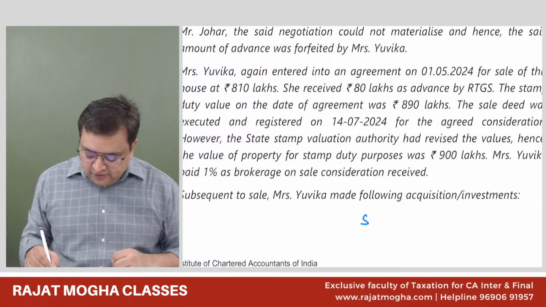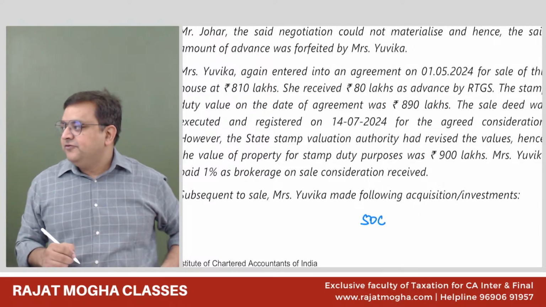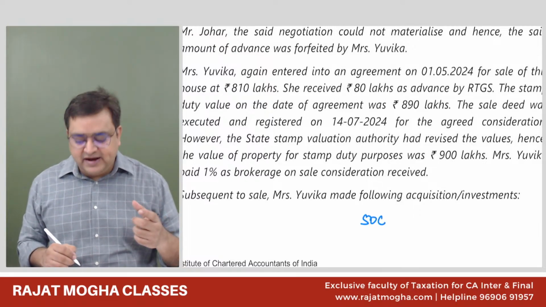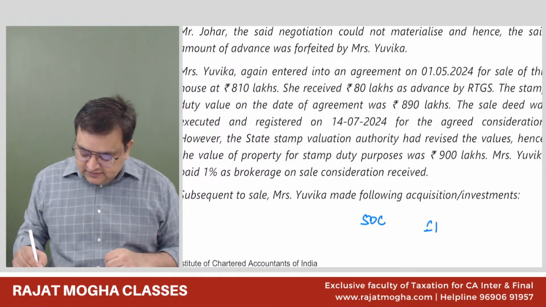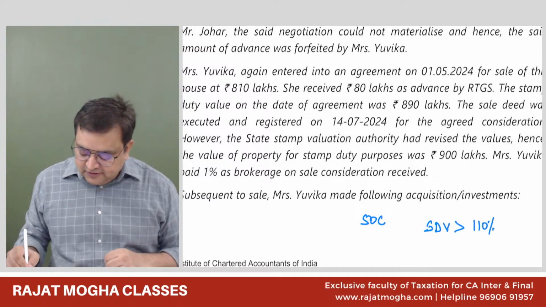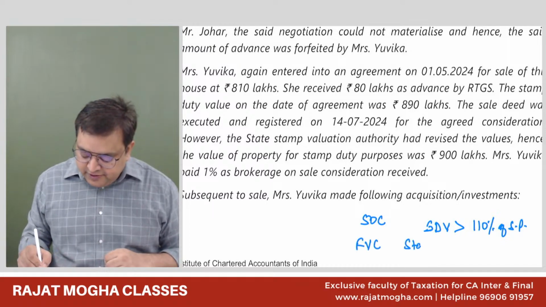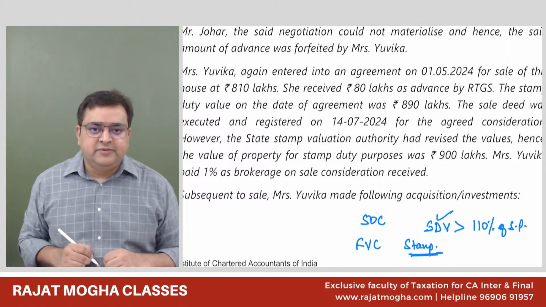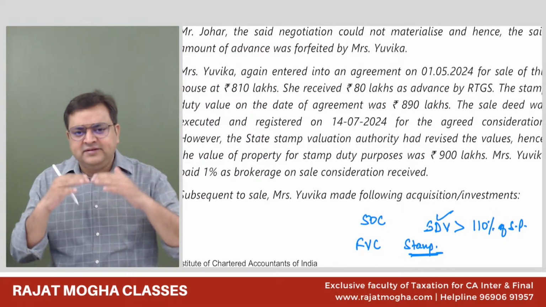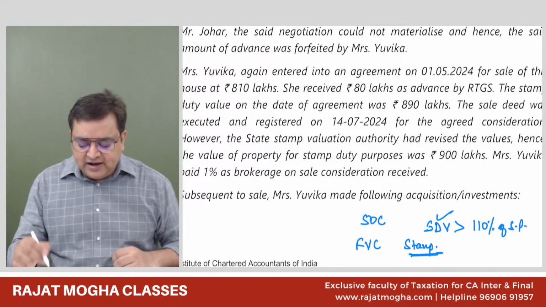Now please apply your section 50C. What does 50C tell us? 50C tells us that if your stamp duty value is more than 110% of selling price, then we will take full value of consideration as stamp duty value. If stamp duty value is not more than 110%, or it is equal to, then we can take your actual selling price.